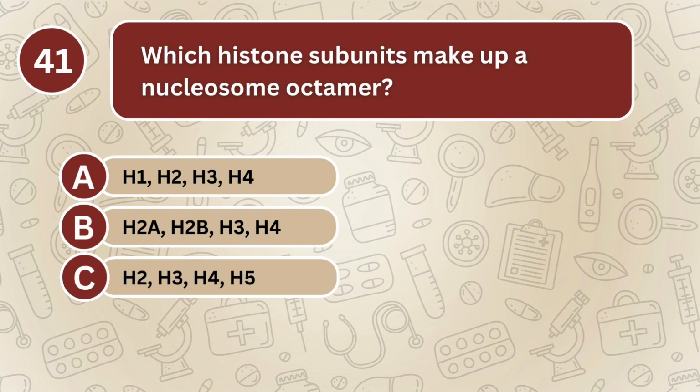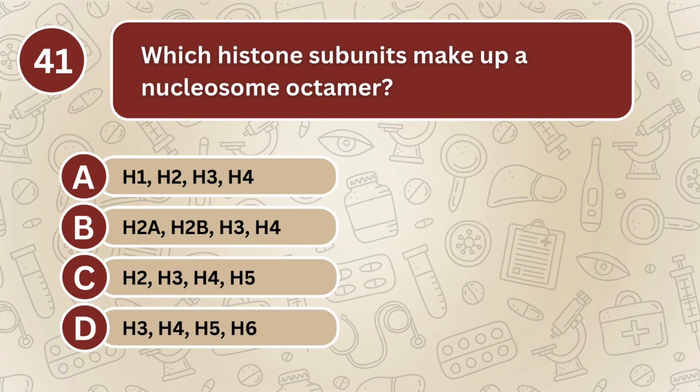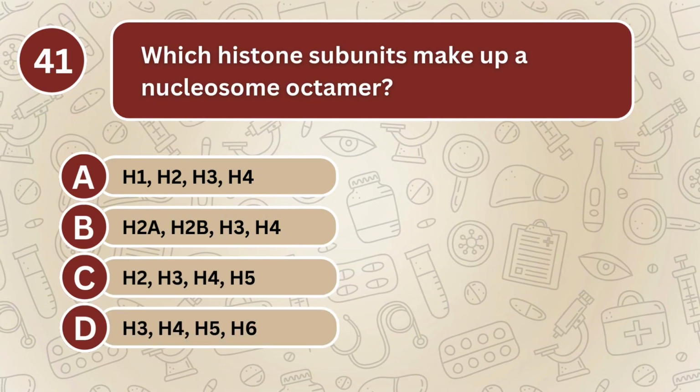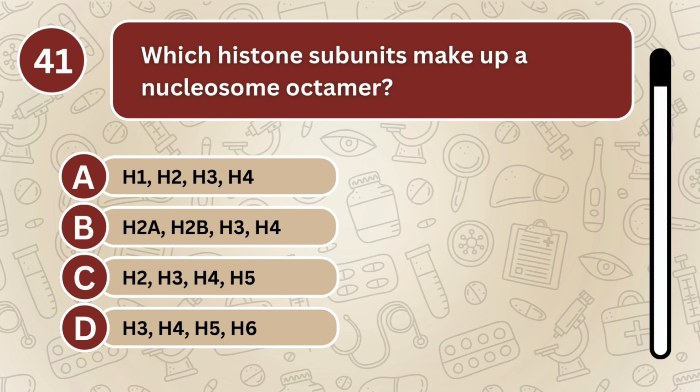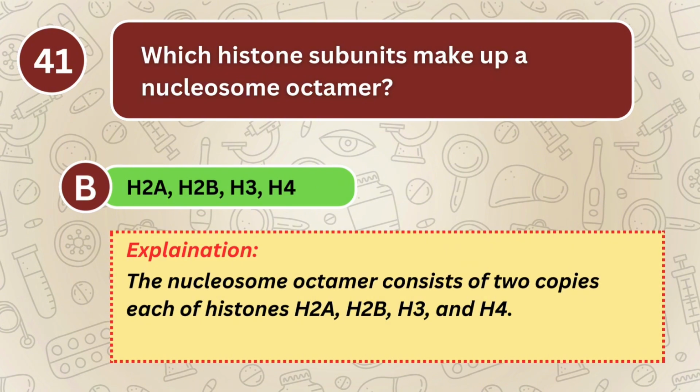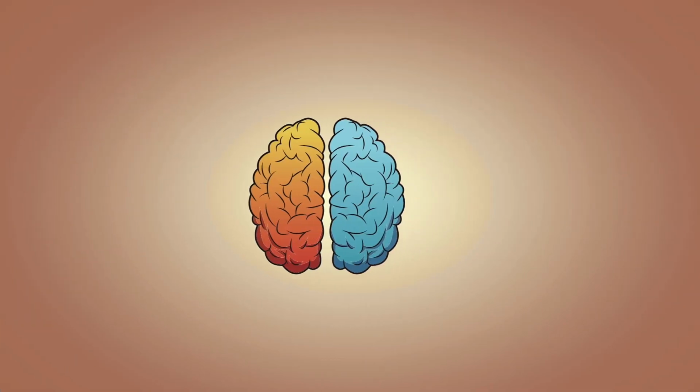Which histone subunits make up a nucleosome octamer? A, B, C, or D? Correct answer is B. H2A, H2B, H3, and H4.